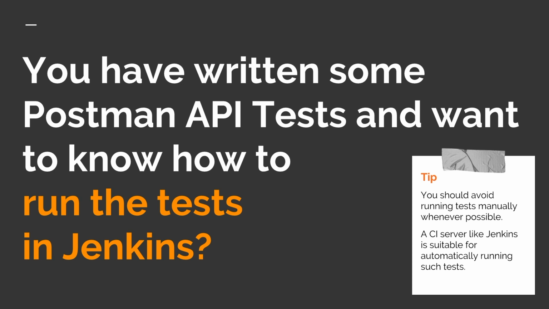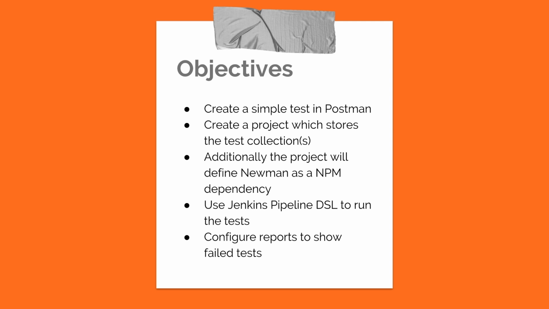So what we would like to do is to avoid running tests manually whenever possible. And this is exactly what we're going to do in this tutorial. We're going to write a simple API test with Postman, and we're going to run these tests in Jenkins. So let's have a detailed look at what we are going to do.